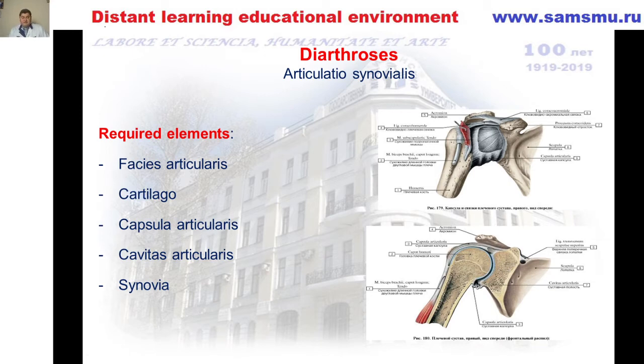So the articular surfaces are located on the bones involved in the formation of the joint. One surface, as a rule, is convex. This is the articular head. The other is concave, the glenoid cavity. A convex surface always has greater extent than a concave one. Both surfaces are covered with articular cartilage.